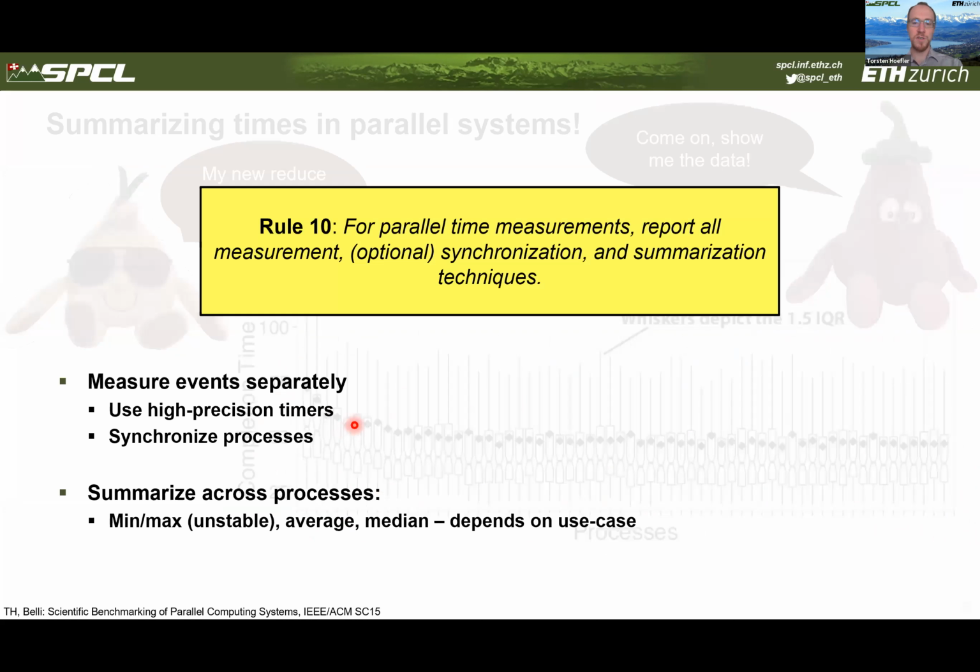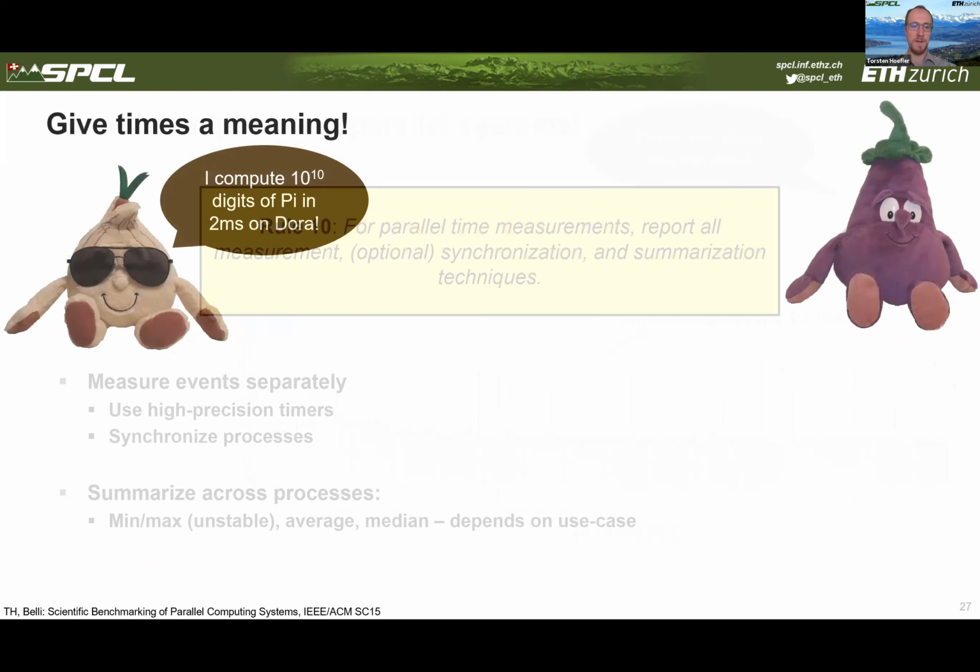So rule number 10, for parallel time measurements, we need to report all measurements in the optional synchronization and summarization technique. This is extremely complex and there's no general rule. So this is, again, a bunch of hints for you to understand how to do this. Measure events separately, use high precision timers, synchronize processes. And again, how to do this in practice is all explained in that paper that I cite down here that you can read at home.